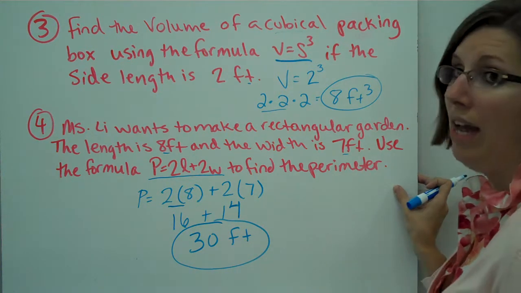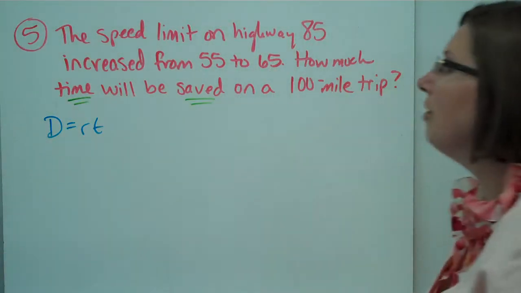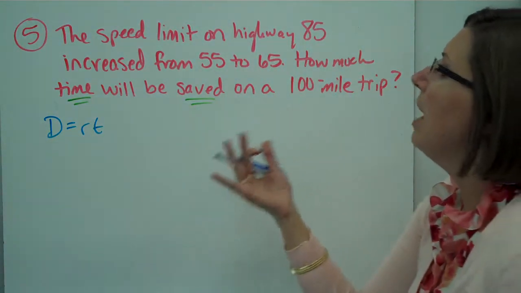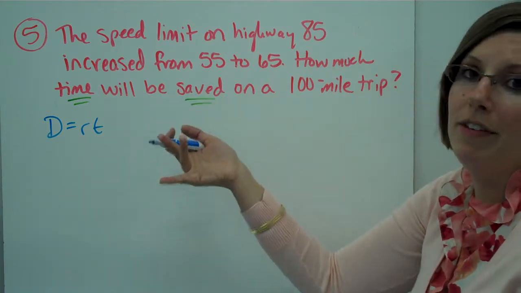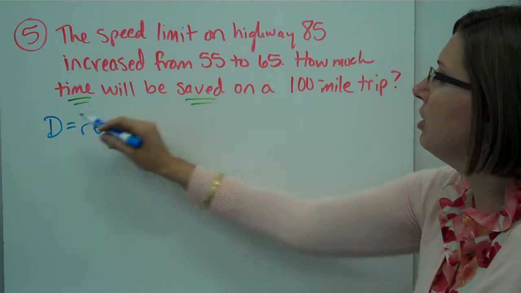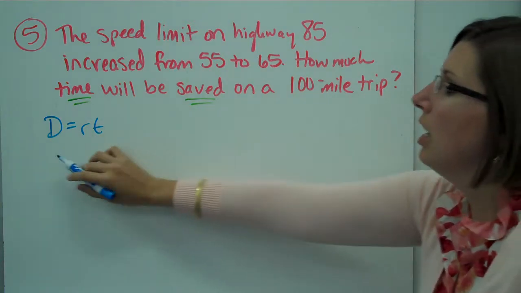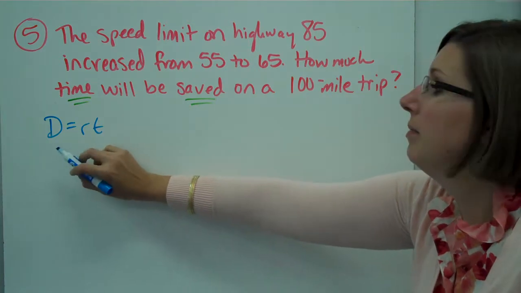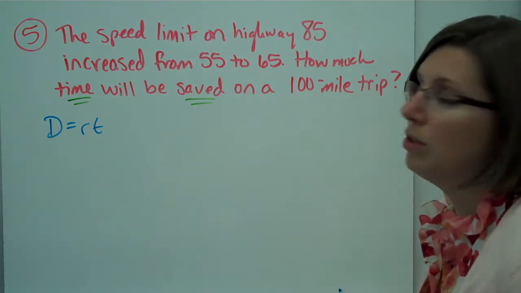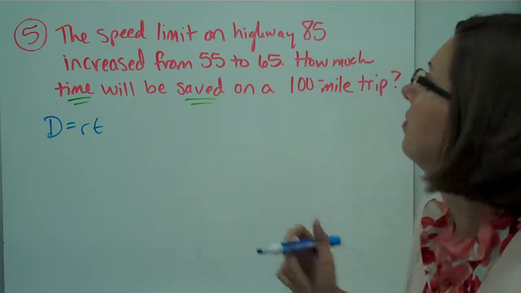Let's try one more together. Number 5, the speed limit on Highway 85 increased from 55 to 65 miles per hour. How much time will be saved on a 100-mile trip? Here's my hint, my formula. Distance equals rate times time. Well, let me check and see what I've got.